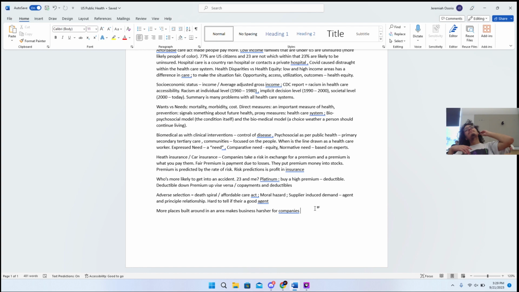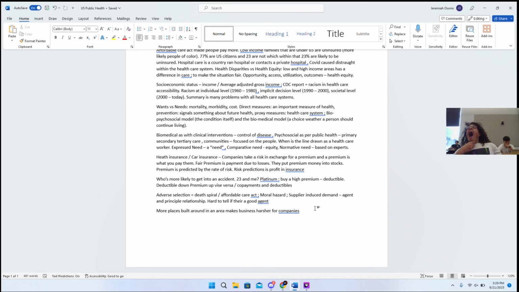That's supplier-induced demand, and it exists because of an agency relationship, because you don't know. You go to have them look at your elbow, and when they say come back next week, maybe you need to, maybe you don't, you don't know. That's the agency relationship.